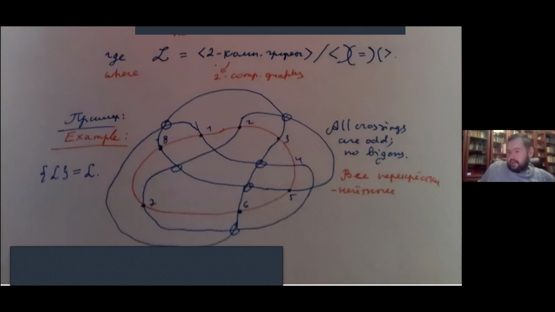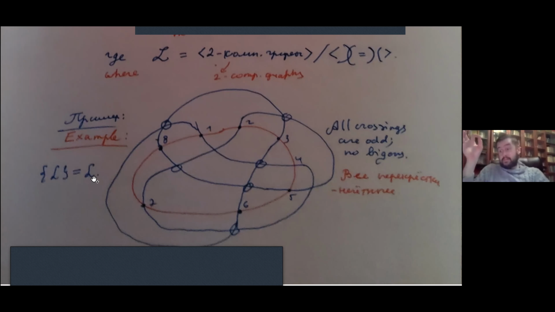Well, as usual, there are virtual crossings and there are classical crossings. So this guy should be virtual. So I have 8 classical crossings, and they all are mixed. And since they are mixed, so they are odd, and the bracket of L is equal to L. And you see in this picture, there are no bigons. So this means that the bracket of L is equal to L.